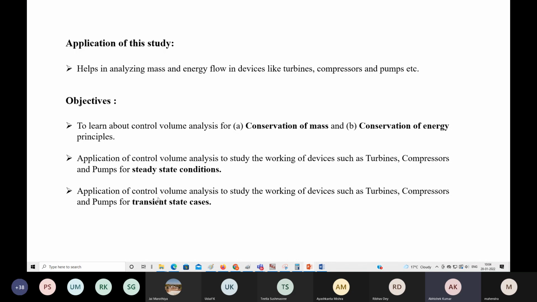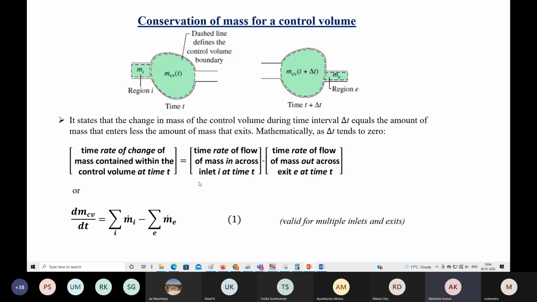That means within the control volume domain, certain mass is changing with respect to time. Now, these two equations, conservation of mass as well as conservation of energy, we are deriving for these two cases, since these two are our regular applications. So here, what is happening?